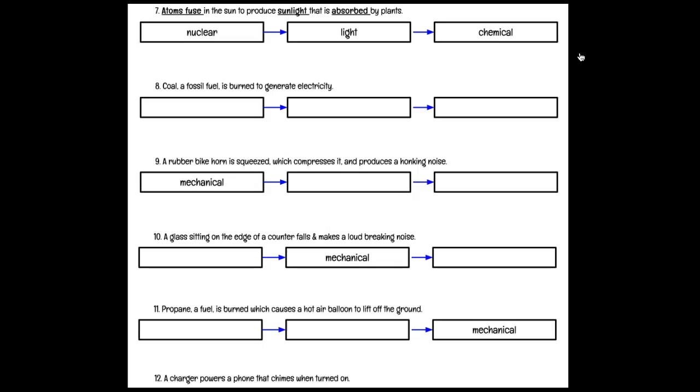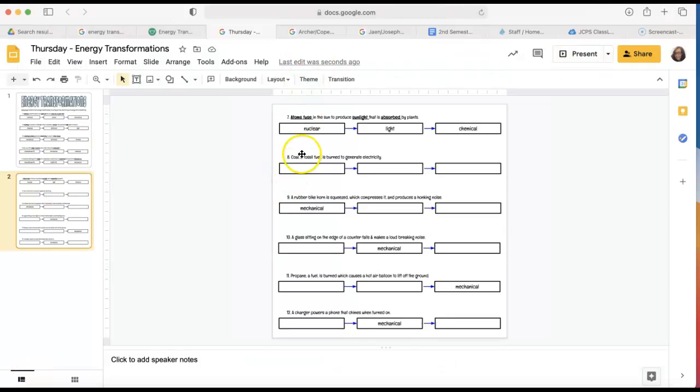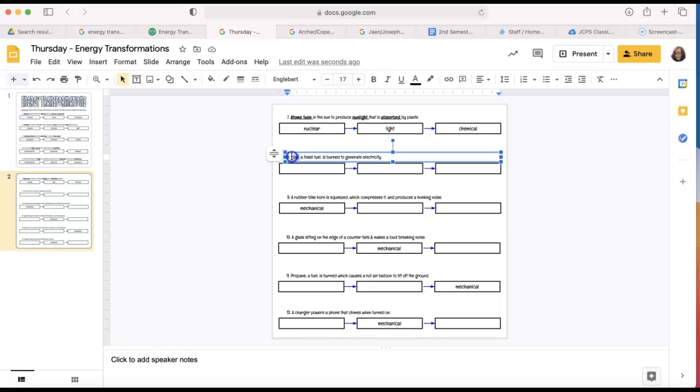Number 8 says coal, which is a fossil fuel, is burned to generate electricity. Well, when you have coal, let's underline coal. Since we know it's a fossil fuel, we know some type of chemical reaction is going to happen. It gets burned. When something is heated up or burnt, that's thermal energy. And then it produces electricity, which is electrical energy.